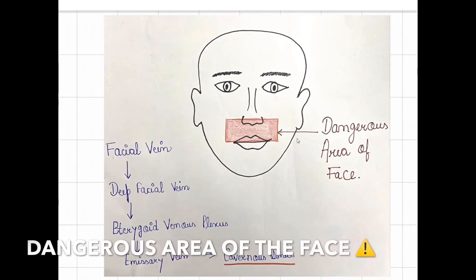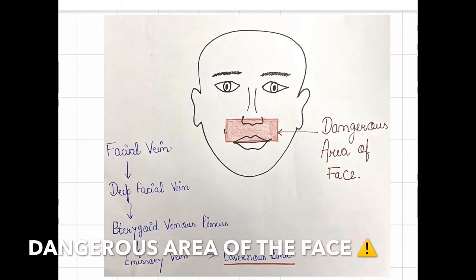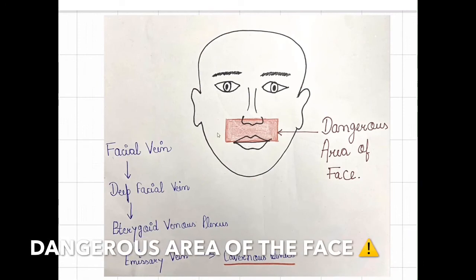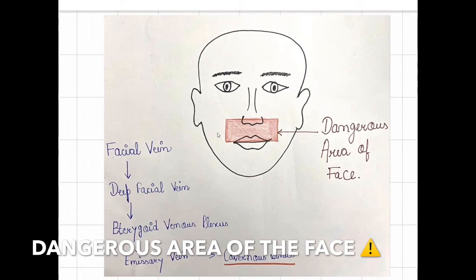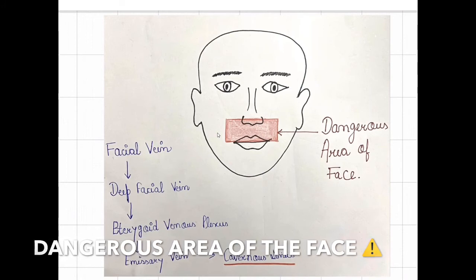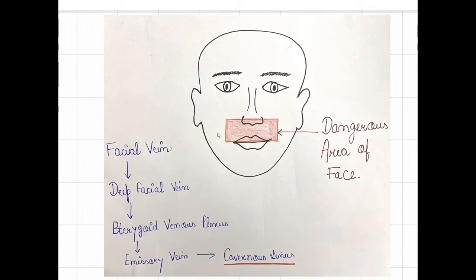Now, a very important point: the dangerous area of the face. We'll talk about the venous return. This is the most important point. The lower half of your nose, your upper lip and some part of your cheeks is considered the dangerous area of the face. Now, why do we call it like this?